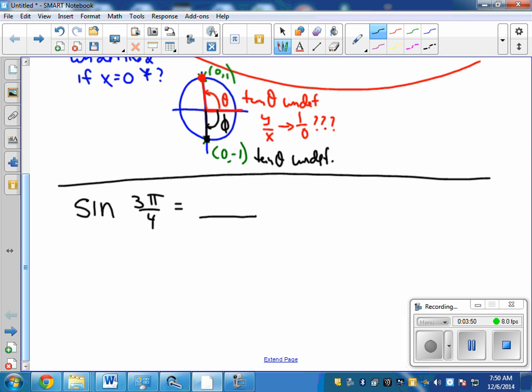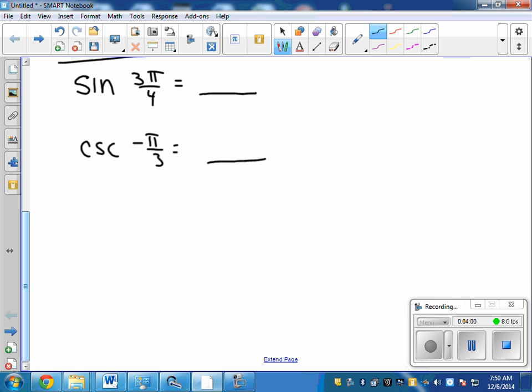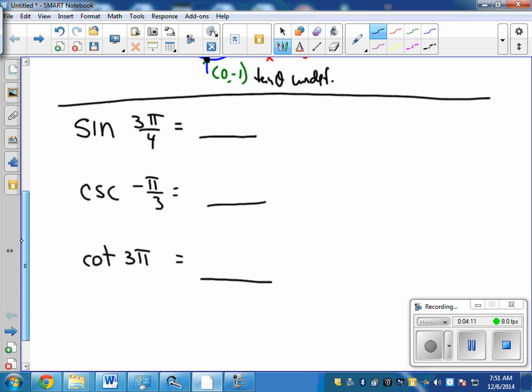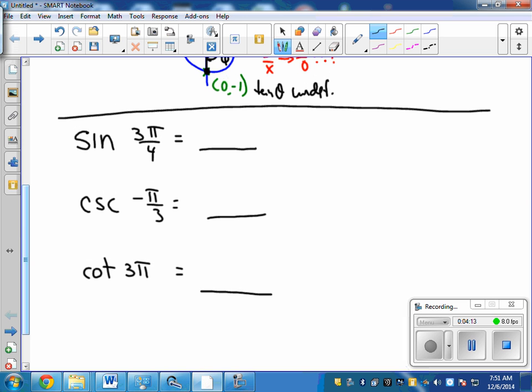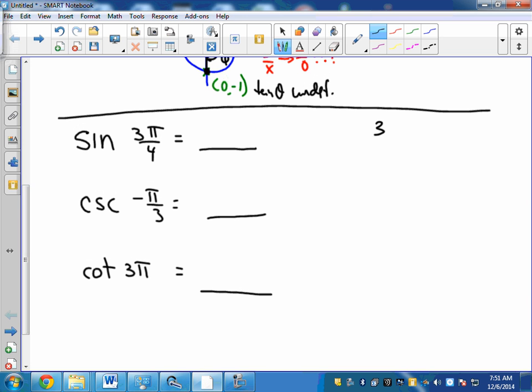Okay, so let me write down a couple of these. The sine of 3 pi over 4, the cosecant of -pi over 3, and we'll do one more. Let's say the cotangent of 3 pi. Okay, and our task is to figure out what these functions for these particular angles are. Now, I think the easiest way to deal with these is think of this as a three-step process.